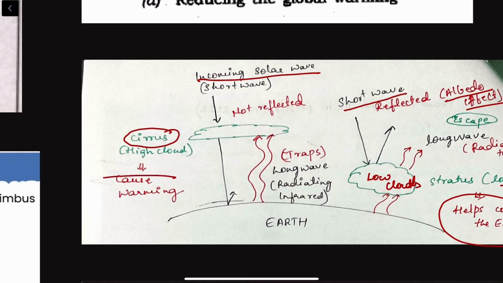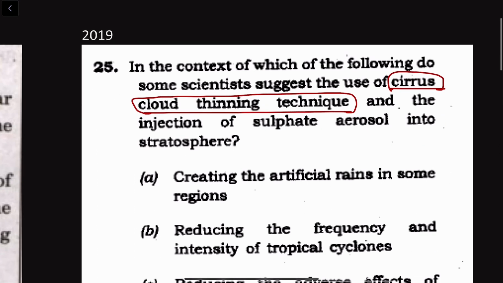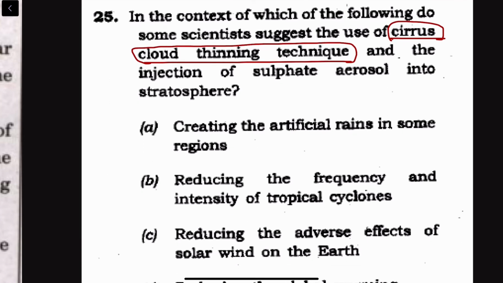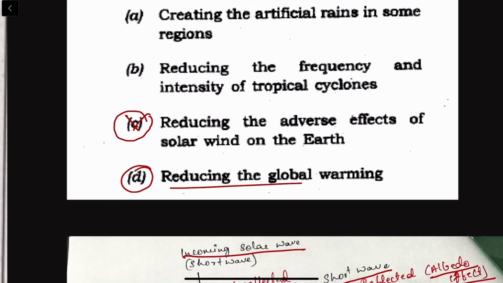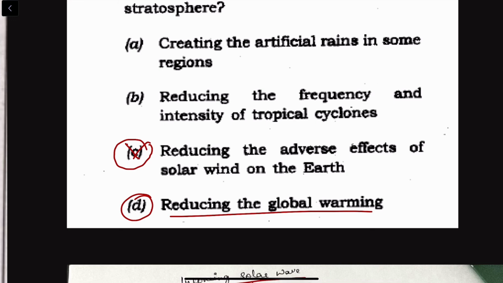When cirrus clouds are causing warming, then the technique of cirrus cloud thinning, why are they thinned? The utility of thinning is reducing global warming. So the key takeaway from this is that the cirrus cloud thinning technique reduces global warming.